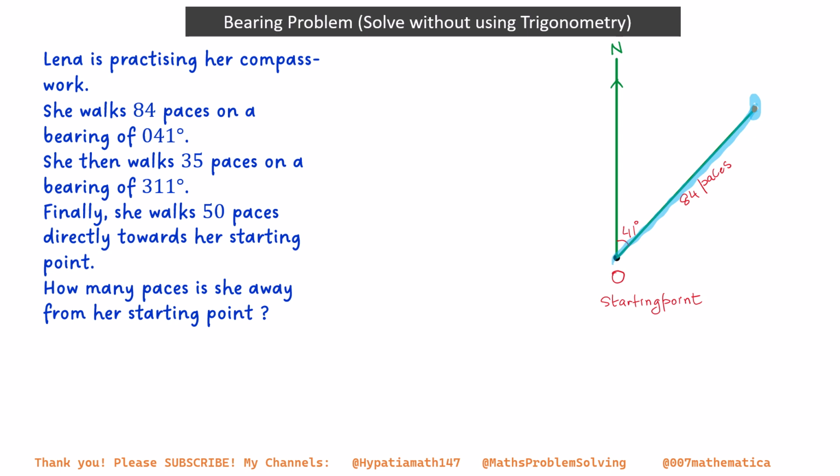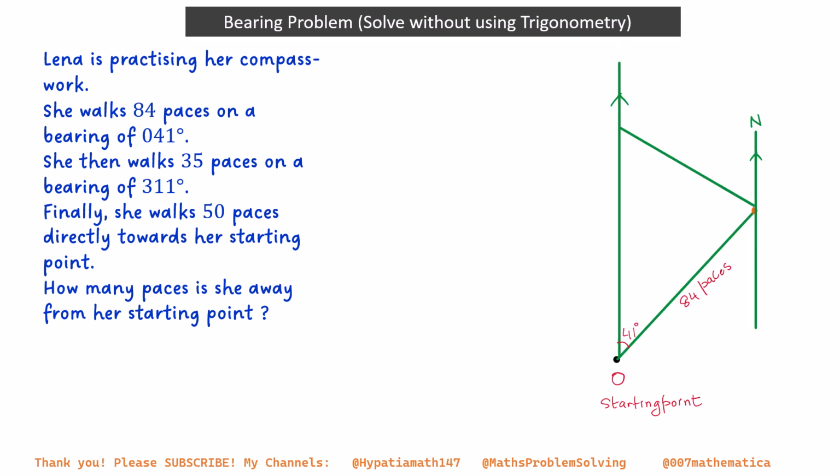And then she is turning with a bearing of 311 degrees. So we do need another north line. And again, you will see, when she's turning, that's what is happening. She's turned there, so this angle is 311 degrees. And that's what I did. So 35 paces she would be walking after turning 311 degrees. And when she does that, she's touching the north line.